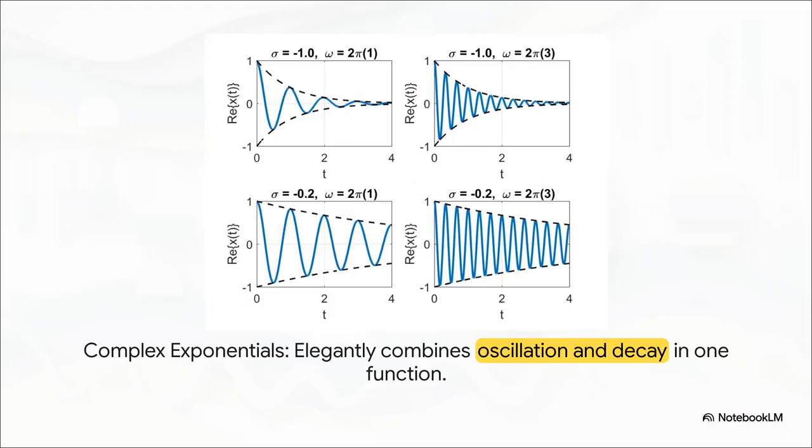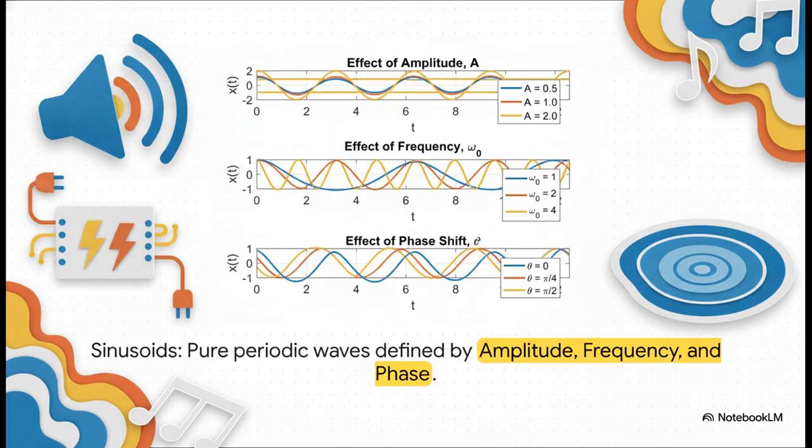Things get really, really powerful with complex exponentials. And hey, don't let the word complex scare you. The core idea is what's amazing. This single function brilliantly combines two behaviors at once. It captures both a wavy oscillation and an exponential decay or growth, all in one package. This is absolutely essential for modeling things like a sound wave that's fading away. And of course, we have sinusoids, your classic sine and cosine waves.